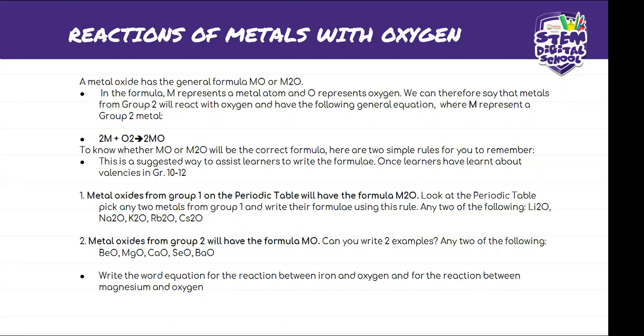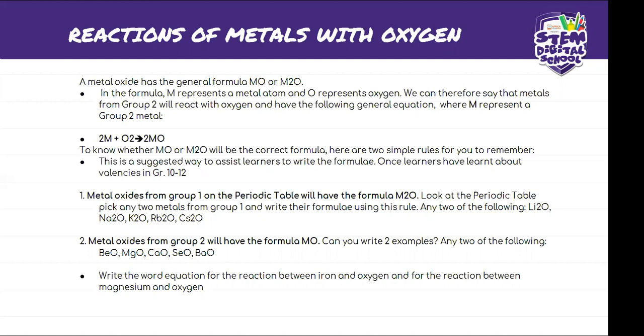Now, to know whether MO or M2O will be the correct formula, here are two simple rules for you to remember. This is a suggested way to assist learners to write the formula. Once learners have learned about valences in grade 12, it will add even more. For now, we are just giving you the basics of how to write the formula. As you go on, you repeat this in grade 10 up until grade 12 and even further. In grade 12, in the FET, oxidation numbers will be introduced, coupled with what you are learning here.